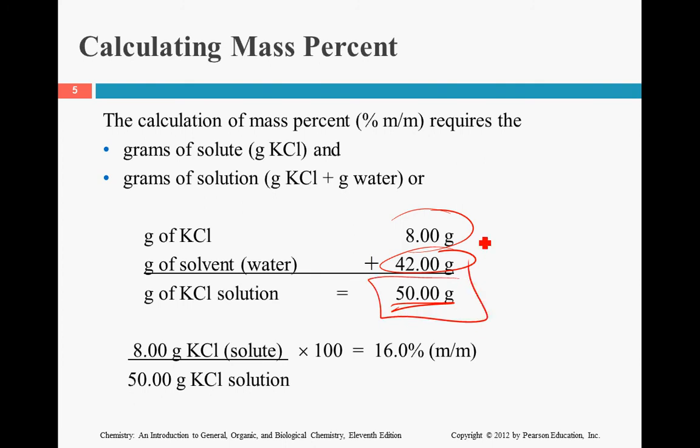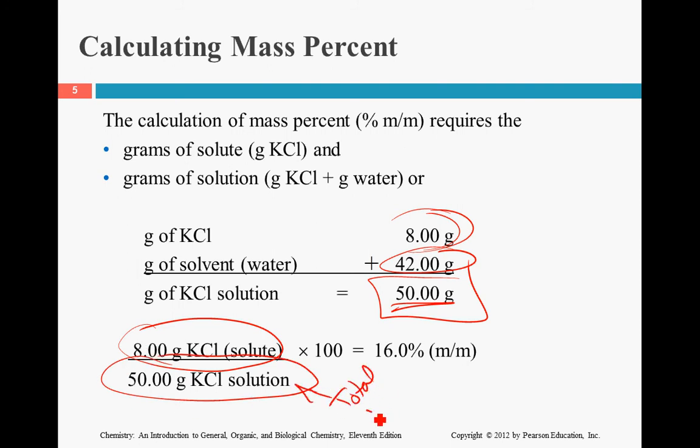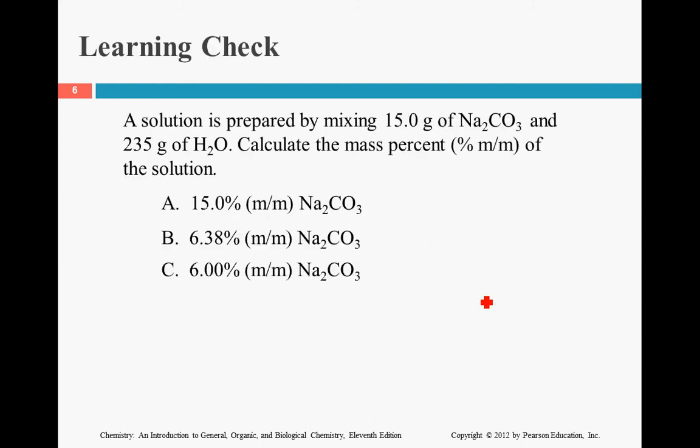It's this total amount that we are most concerned about. So here's our 8 grams of KCl. That's the solute, that's the smaller of the two, and it's going to go over the total, times 100 to make it a percentage. So let's take a look at how we're able to do this.